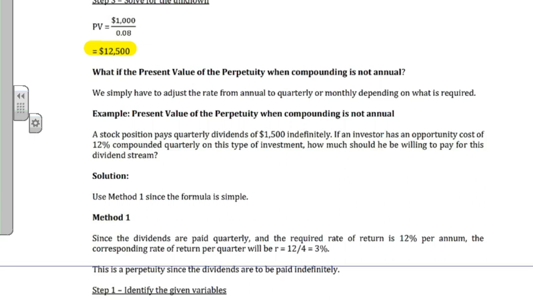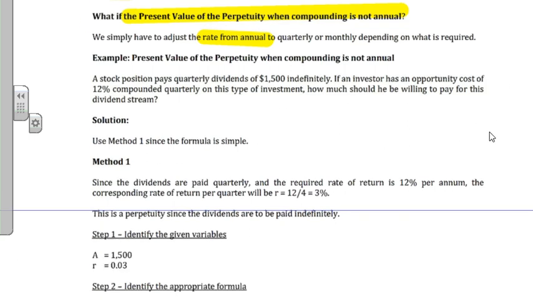We look at the question, and what if the present value is not annual? In other words, what if the amount that I'm getting is not an annual amount? Well, if that's the case, I just need to adjust the rate from an annual to a quarterly amount. Nice and simple. We'll show you that in a second.